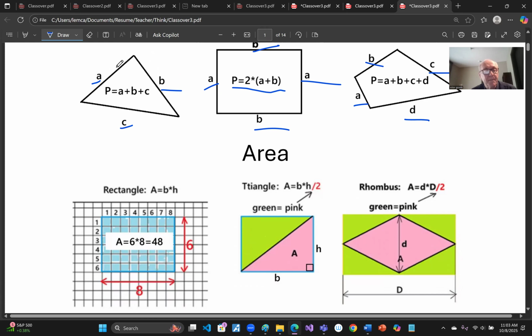Now about area. The formula for the area of a rectangle is its width multiplied by its height. In this case, it is 8 multiplied by 6. It is the number of small squares of area 1 each. There are 48 such squares.